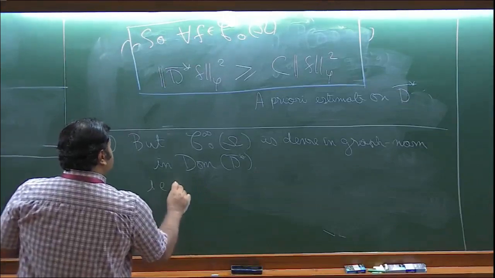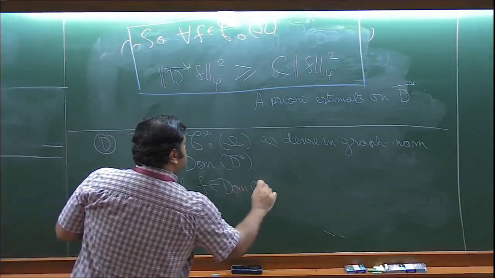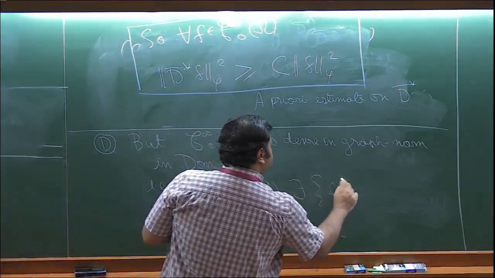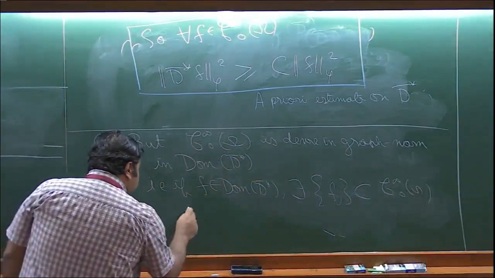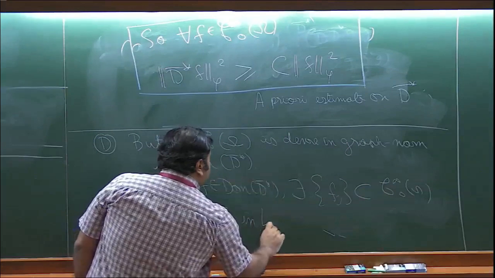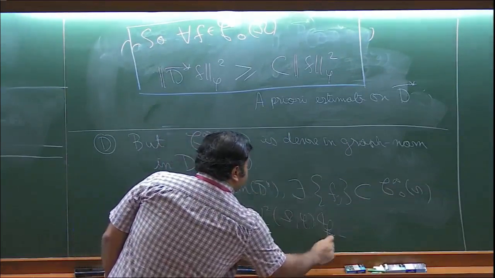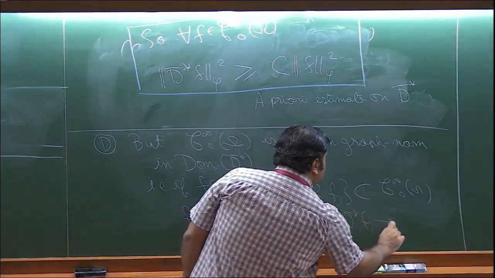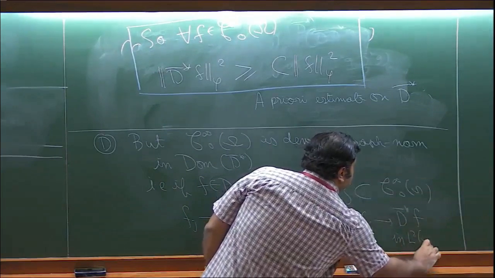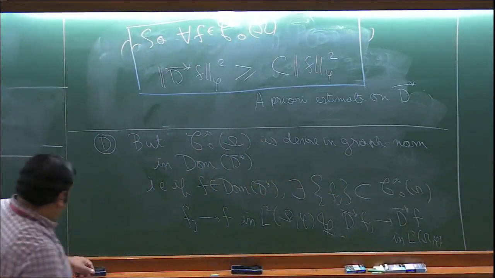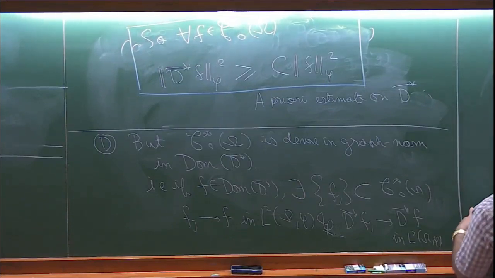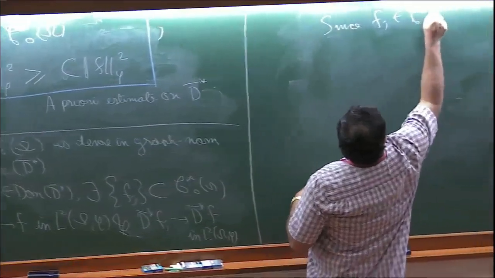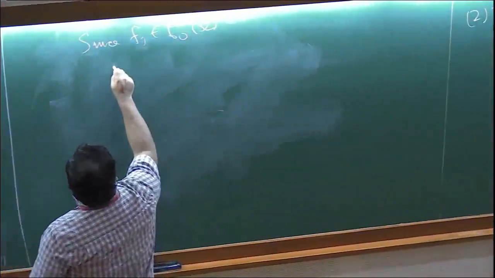What does that mean? That is, if f is in the domain of d bar star, there exists a sequence fj in C infinity with compact support in omega, such that it converges in the graph norm, which means that fj goes to f in L2 omega phi. And at the same time, d bar star fj goes to d bar star f in L2 omega phi. Right? That's what it means. But then, each fj does have compact support. Since fj is smooth with compact support, we have the a priori estimate available.